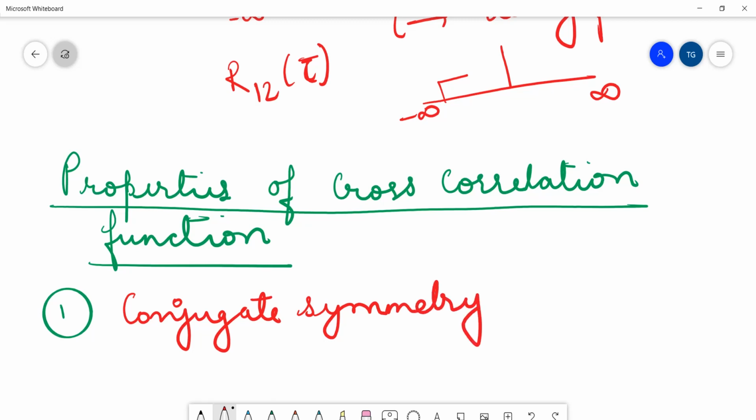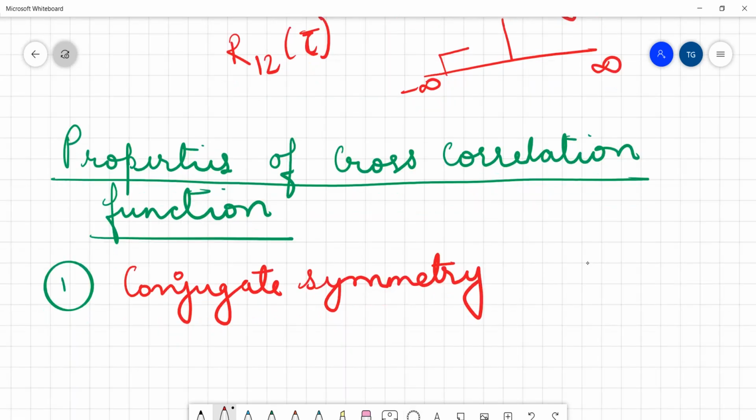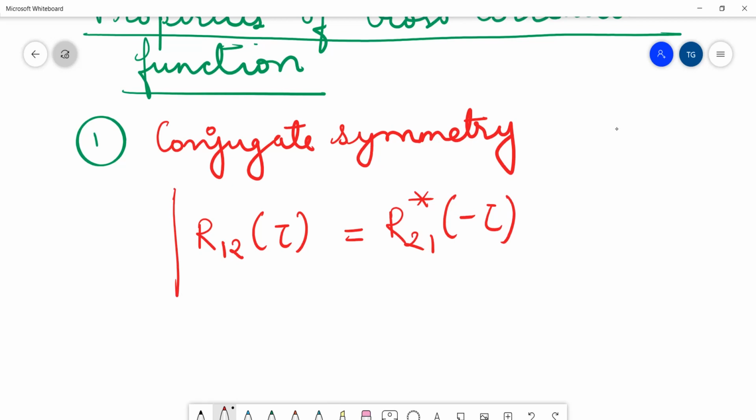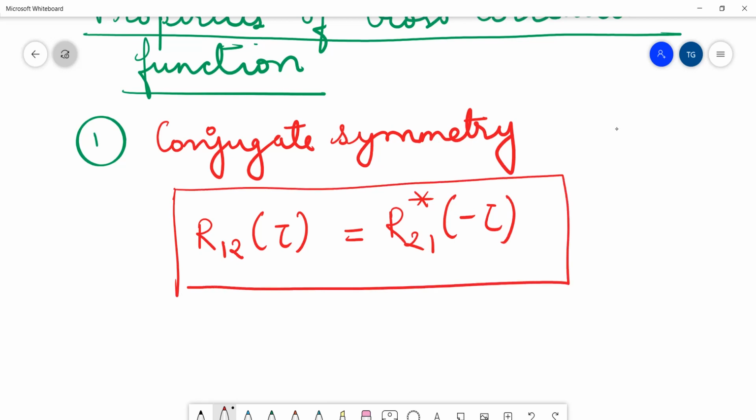So what does it mean? That cross correlation R12 of tau will be equal to the complex conjugate of R21 of minus tau. So my cross correlation function always obeys this conjugate symmetry.